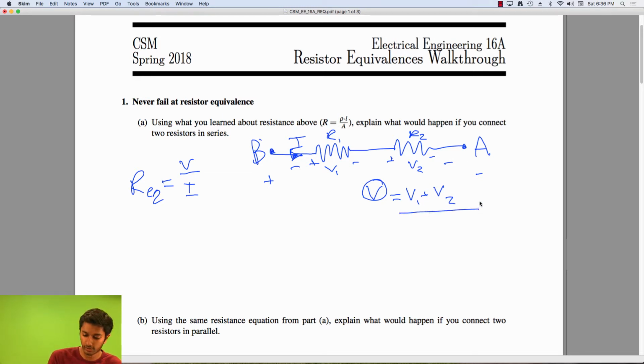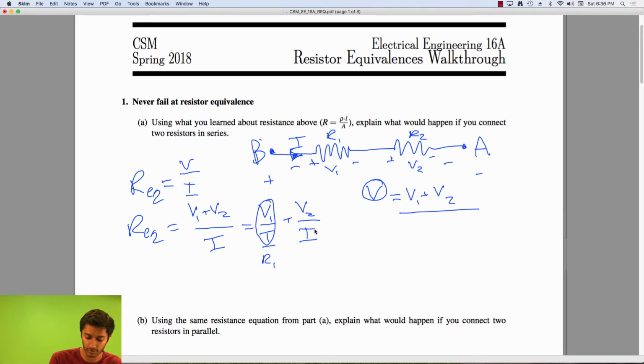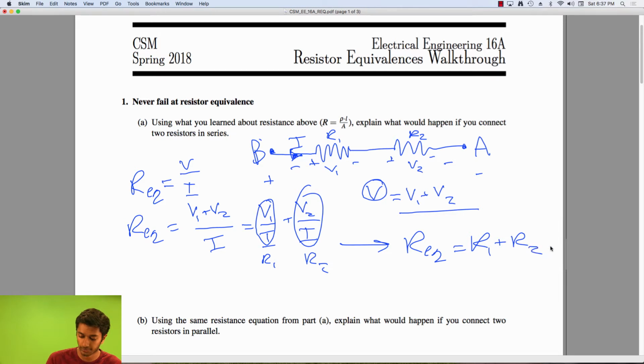And plugging in our V1 plus V2 into this equation, we get Req equals (V1 plus V2) over I, which is equal to V1 over I plus V2 over I. And from this relation, we know that V1 over I is R1, and that V2 over I is R2. So then we can write Req equals R1 plus R2.